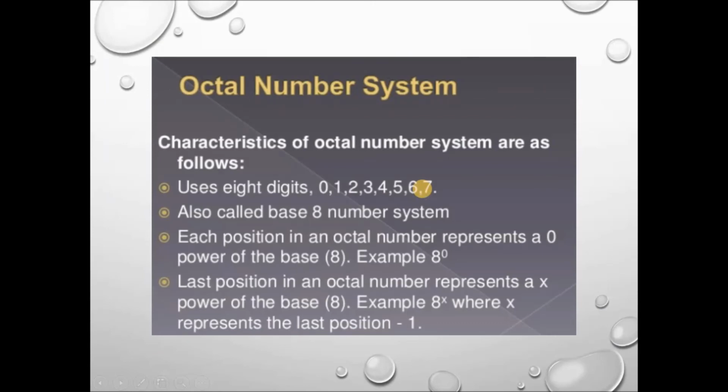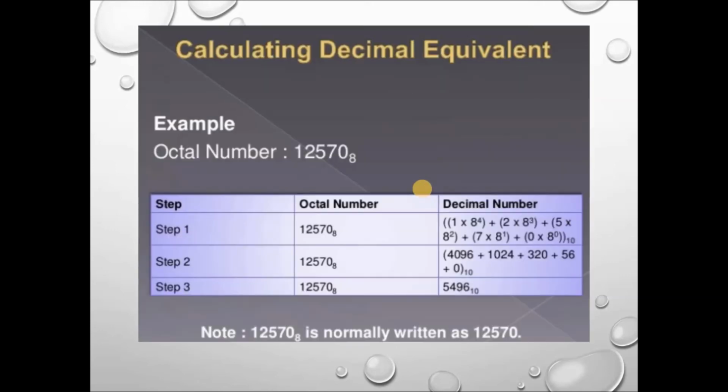Octal number system, that is the base 8 number system. There the numbers you will get are 0 to 7. You can read this slide, so you will understand everything. Calculating decimal equivalent. From this octal number it is converting to decimal. That means if you are converting from any number to decimal, you have to multiply with the base to the power 0, 1, 2, 3, 4 like that. The binary number base is 2, that is why in the previous example we wrote 1 into 2 to the power. And here the base is 8, that is why we are writing 1 into 8 to the power. So you will calculate and you will get these values.